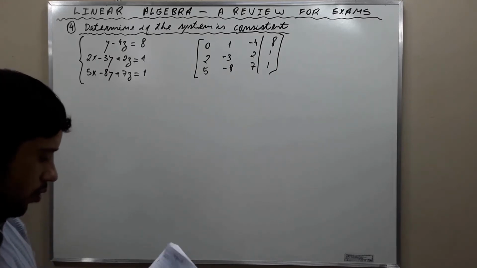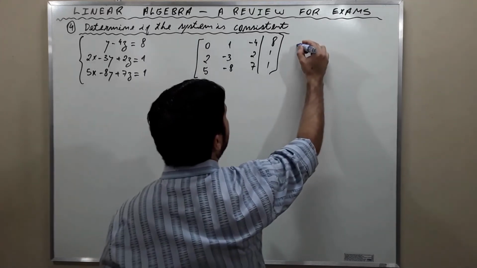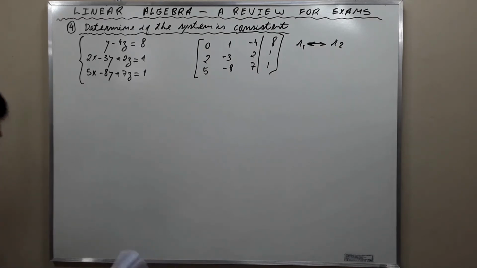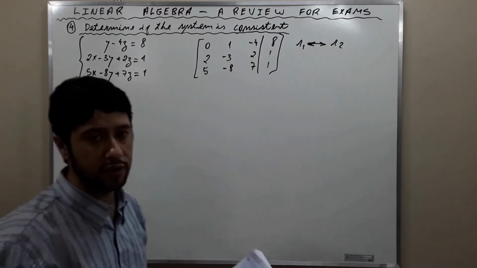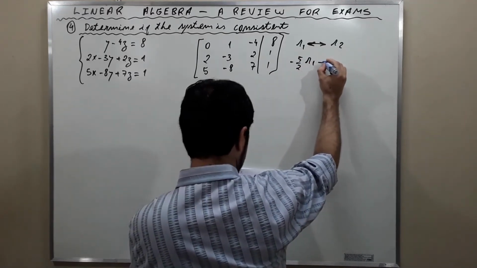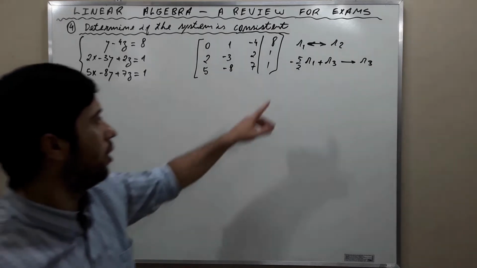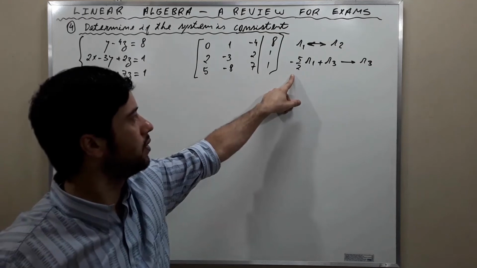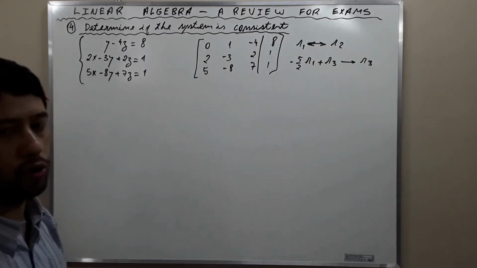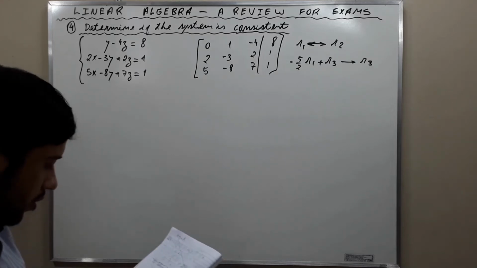Okay, the first operation will be to swap row 1 with row 2. We are going to simply swap them, and subsequently we are going to conduct the following operation. Negative 5 halves times row 1 plus row 3, and we are going to substitute this resulting row 3. And after doing this, we get the following matrix.